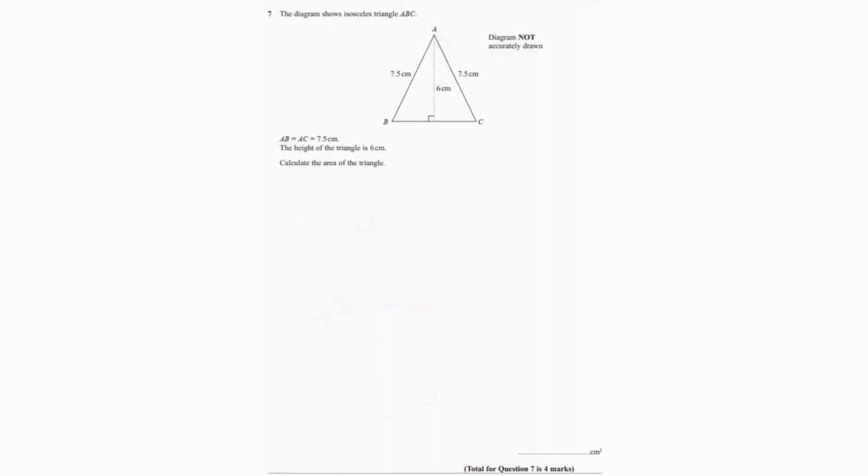This question says that the diagram shows an isosceles triangle ABC. AB equals BC. Since it's an isosceles, obviously two lengths are going to be equal. The height of the triangle is 6 centimeters. We have to find the area. So to find the area, we need the base as well. Because the area of a triangle has the formula of 1/2 times the base times the height. We have the height, we need to find the base in order to find the area.